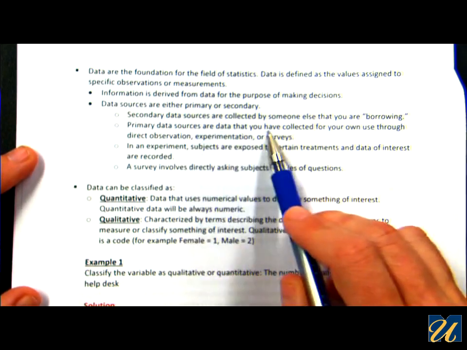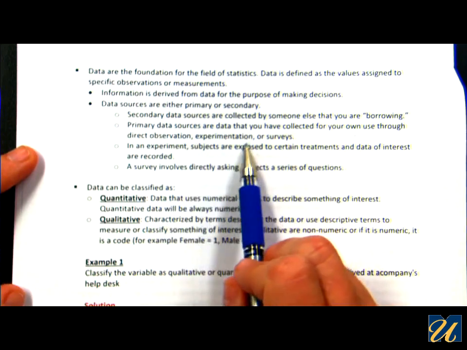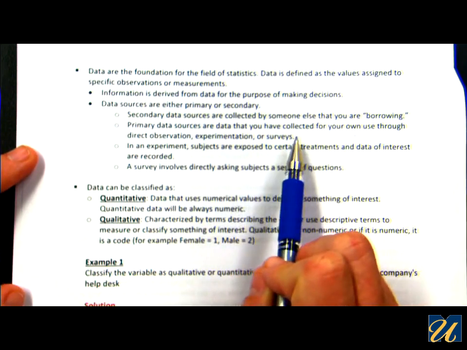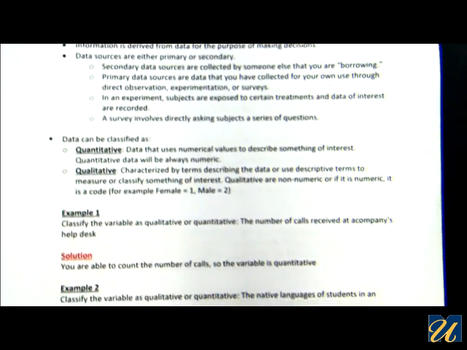Primary data sources are data that you have collected for your own use through direct observation, experimentation, or surveys. Now, in an experiment, subjects are exposed to certain treatments and data of interest are recorded. A survey involves directly asking subjects a series of questions.